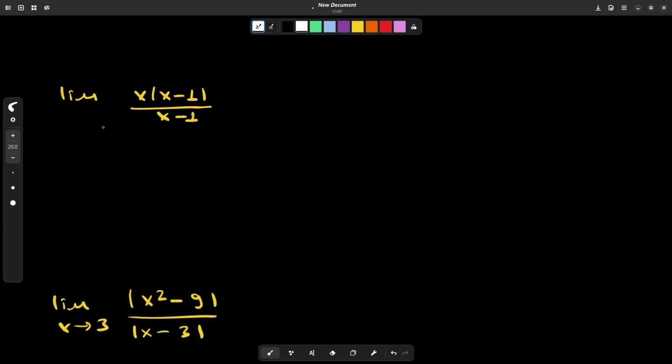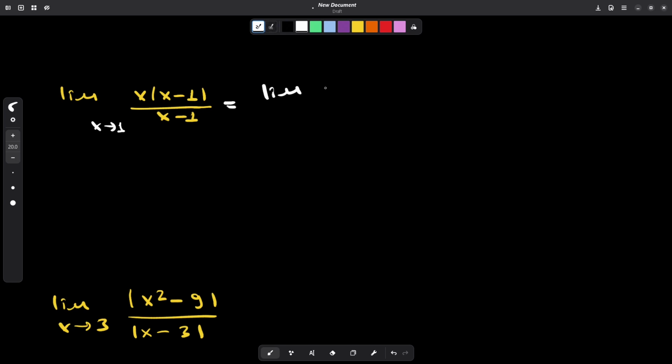Limit as x approaches 1 of x multiplied with absolute value of x minus 1 over x minus 1. Try to plug it in. 1 minus 1 is 0. Inside of the absolute value is 0. We have to check it from the left and right immediately.